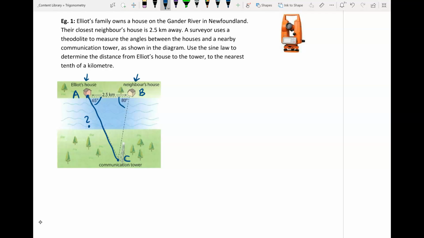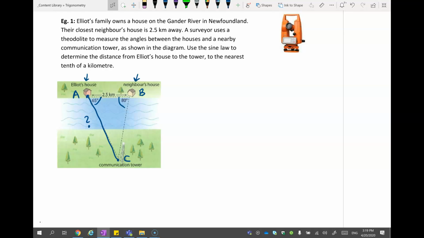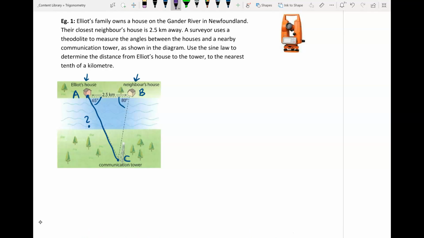Then I'm going to name the corresponding sides as well. So directly across from angle A gives us side a. Directly across from angle B gives us side b. And then directly across from angle C gives us side c. So the information that we know has to do with angle A, angle B, and side c.